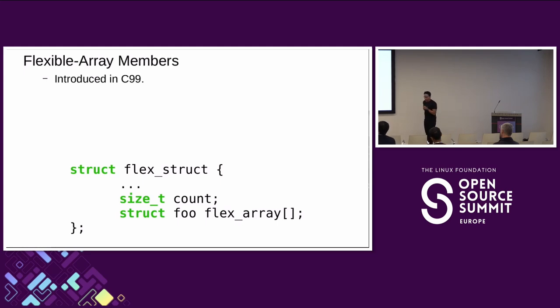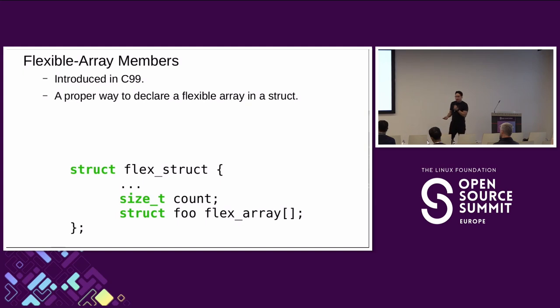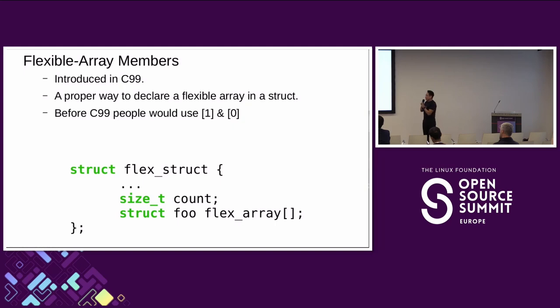The right technical term for flexible arrays is flexible array members, and they were introduced to the language in C99. They were introduced as a proper way to declare exactly what I just mentioned, to declare a flexible array, those arrays that we don't know how big they are going to be at compile time. And before C99 flexible array members, people would use zero-length arrays or one-element arrays. That was prone to all sorts of issues, but that's what people had at the time. That was the only way to declare these types of arrays.